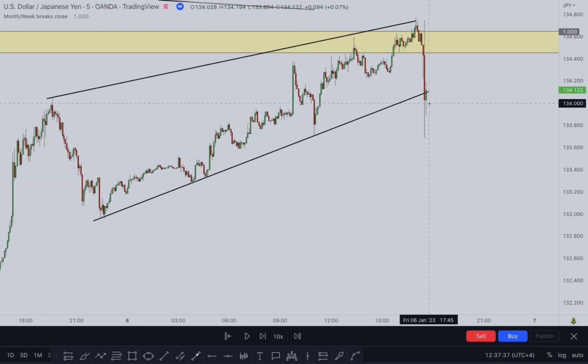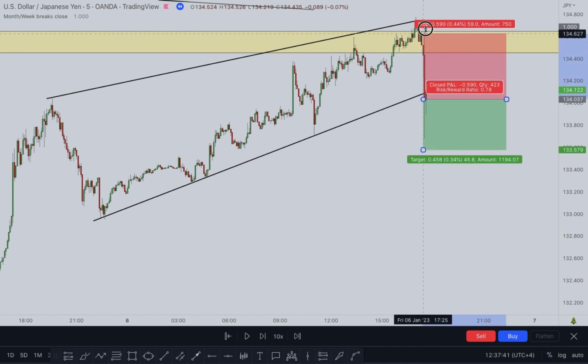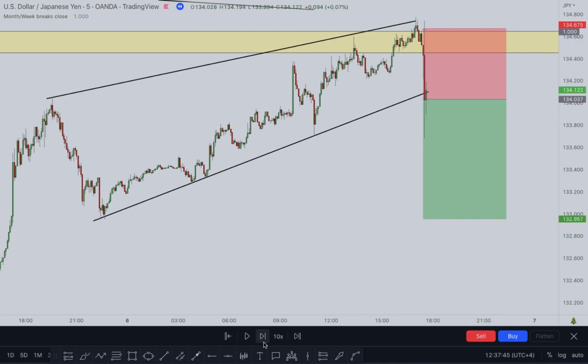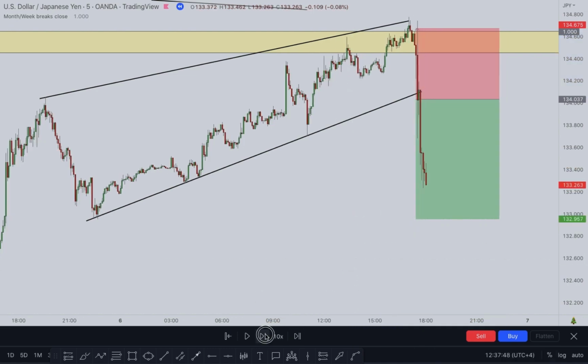So this is exactly how I took it. I waited for the break of this pattern. This was the closure. I got in here with my stop loss above this level and then my take profit right here. And the news came in. So let's see how it played out.